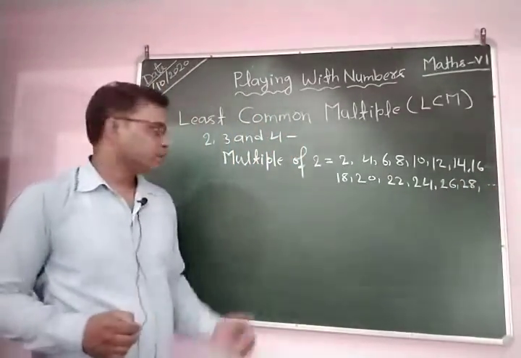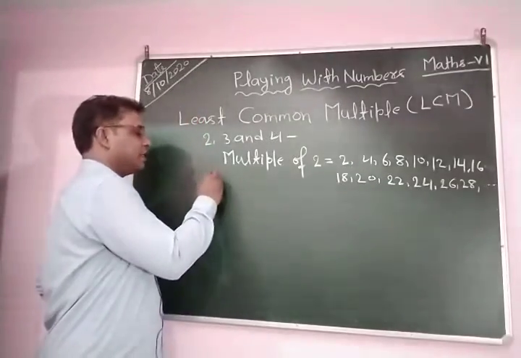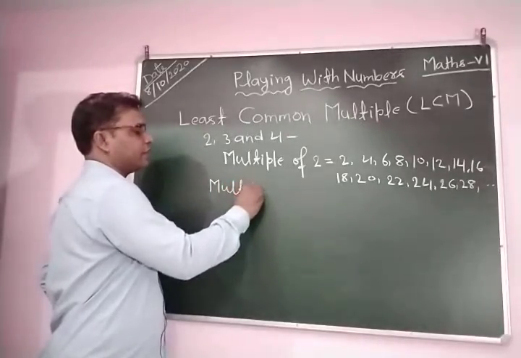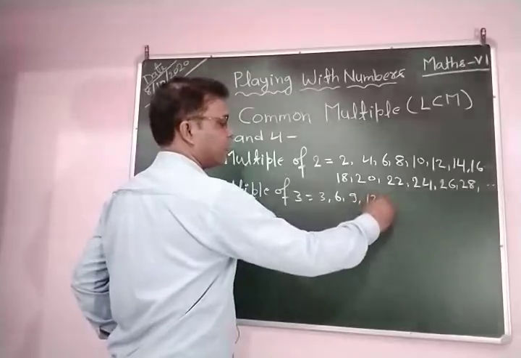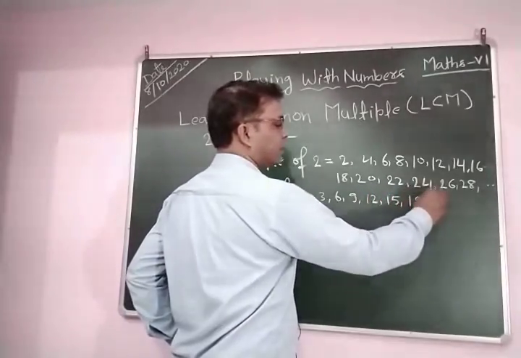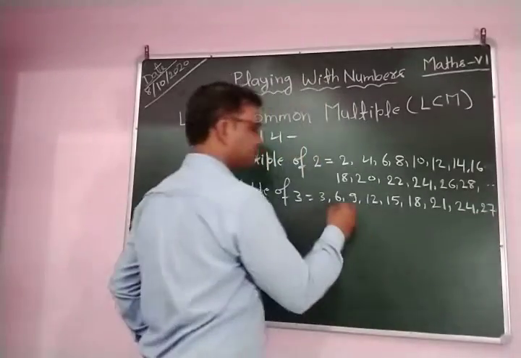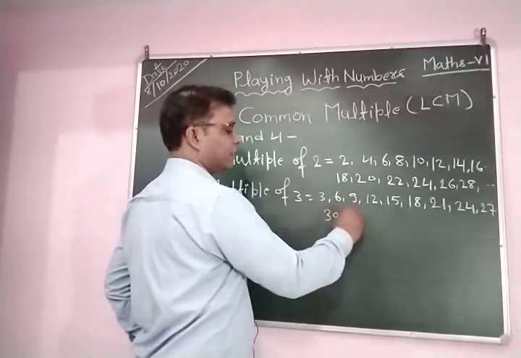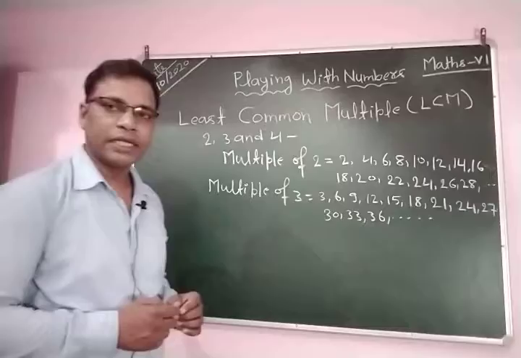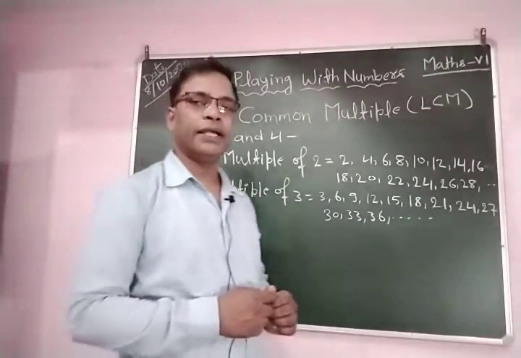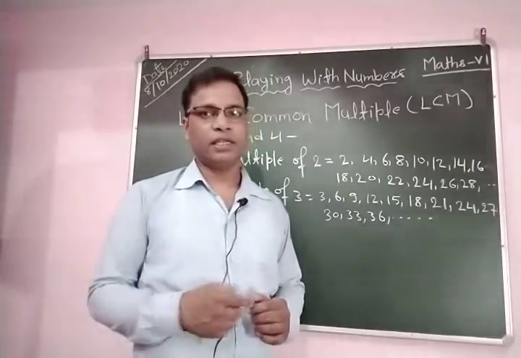Now we write the multiples of 3. The multiples of 3 are 3, 6, 9, 12, 15, 18, 21, 24, 27, 30, 33, 36, 39, 42 and so on.